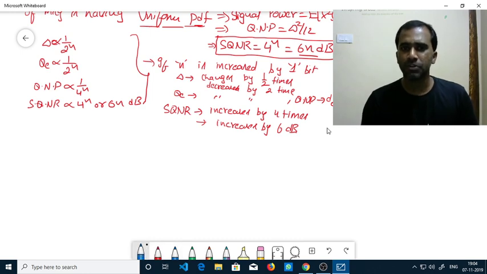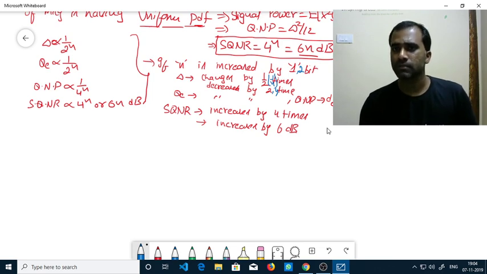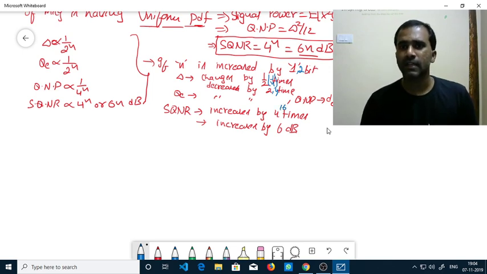For example, in the same questions, instead of 1 bit, I am making it 2 bits. If it is 2 bits, what happens here? Delta changes by 2 power 2 times, which means instead of 1 by 2, it becomes 1 by 4, and it decreases by 4 times. Similarly, quantization error also has the same answers, 1 by 4 times and 4 times. Here, quantization noise bar is proportional to 1 by 4 power n, so 1 by 4 power 2, which is 1 by 16: it changes by 1 by 16 times, or it decreases by 16 times. Whatever is in blue is for 2 bits. So SQNR, what happens? SQNR increases by 16 times, and in dB scale it increases by 12 dB.